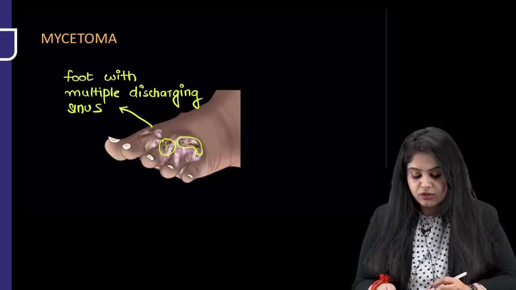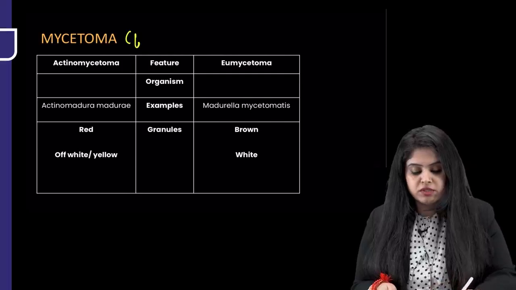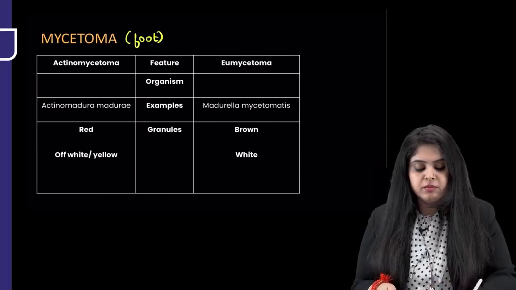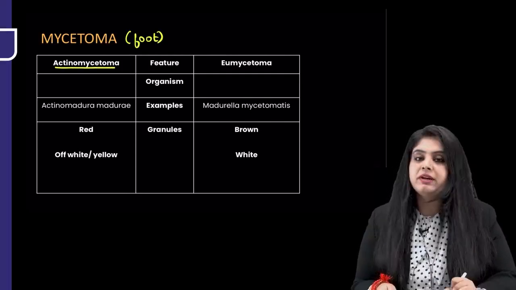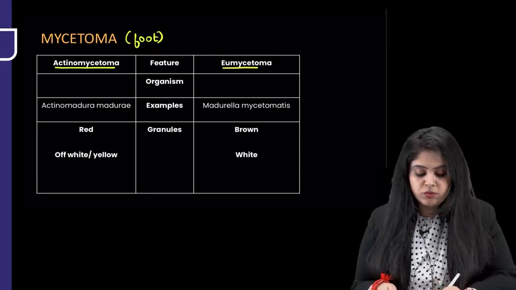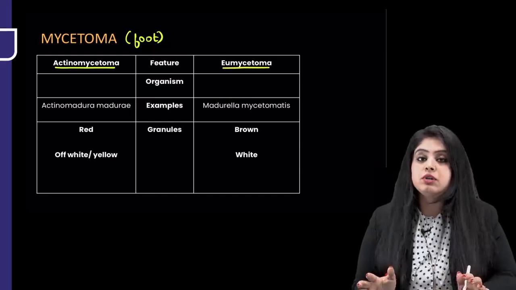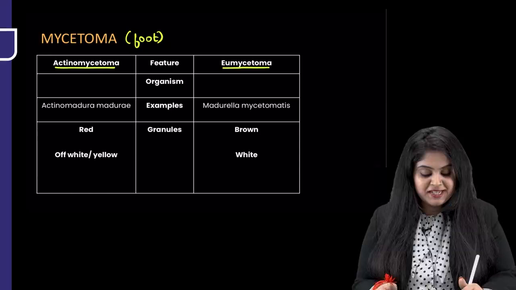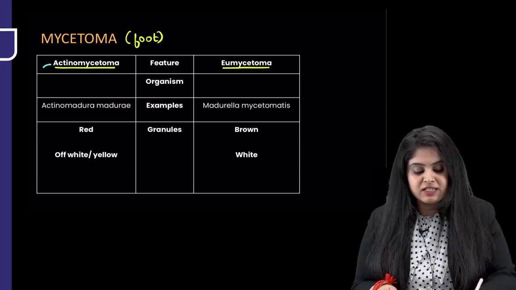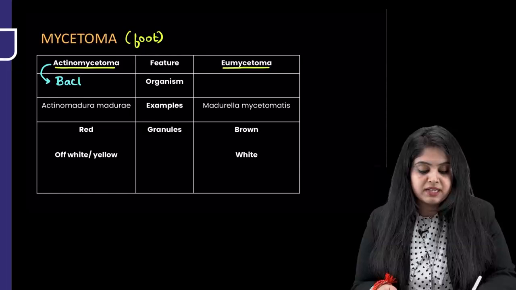Well, having said that, the causes of this can be of two types. This same mycetoma or the foot that I showed you, it can either be because of something known as actinomycetoma, or it can be because of eumycetoma. And now I want all of you to learn basic alphabets. When I'm talking about actinomycetoma, that is A followed by B. So that is because of a bacteria. There is a gram-positive bacteria which is responsible for it.